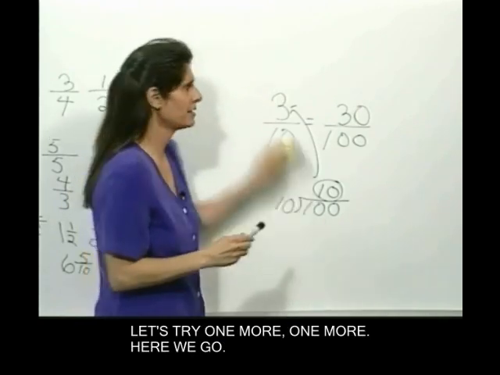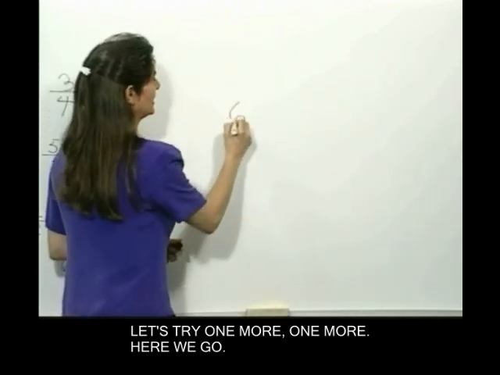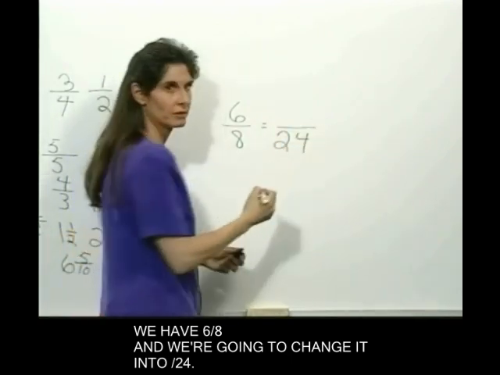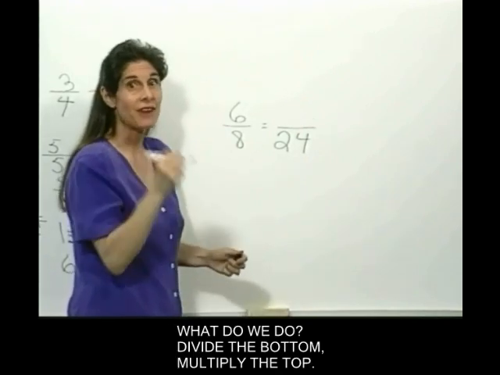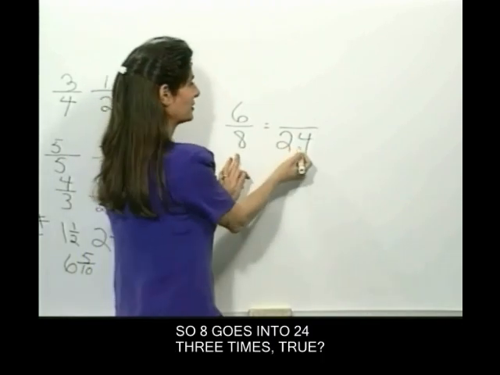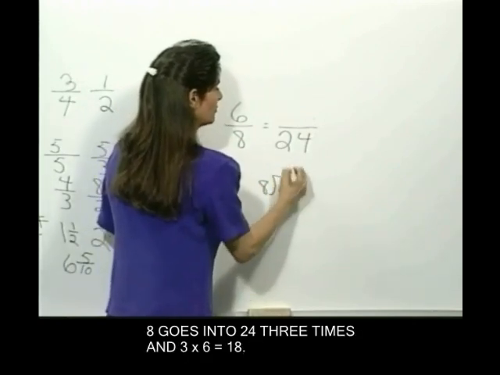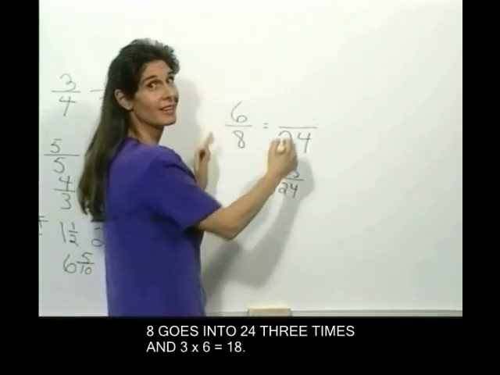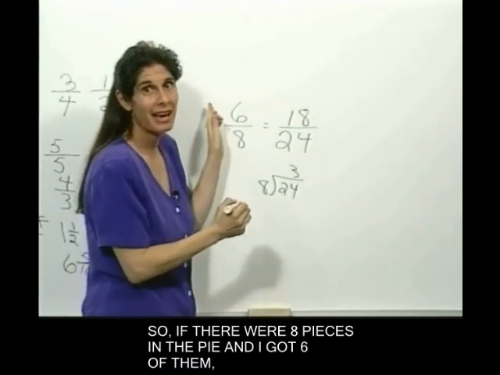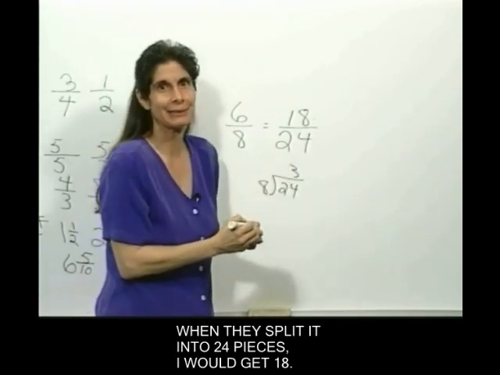Let's try one more. Here we go. We have 6/8, and we're going to change it into 24ths. What do we do? Divide the bottom, multiply the top. So 8 goes into 24 3 times. True? 8 goes into 24 3 times, and 3 times 6 is 18. So if there were 8 pieces in the pie and I got 6 of them, and they split it into 24 pieces, I would get 18.